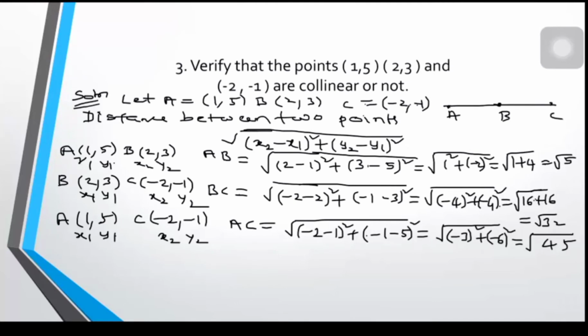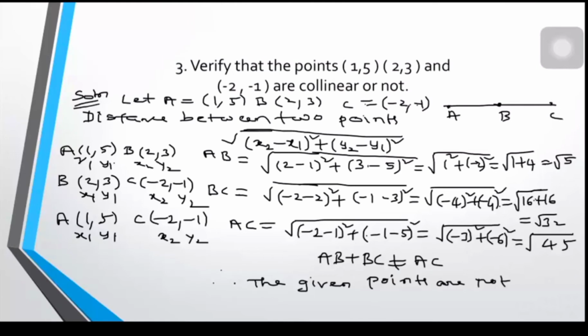See, the sum of any two of the sides is not equal to the length of the third side. So here AB is root 5 and BC is root 32. AB plus BC is not equal to AC here. So therefore the given points are not collinear.